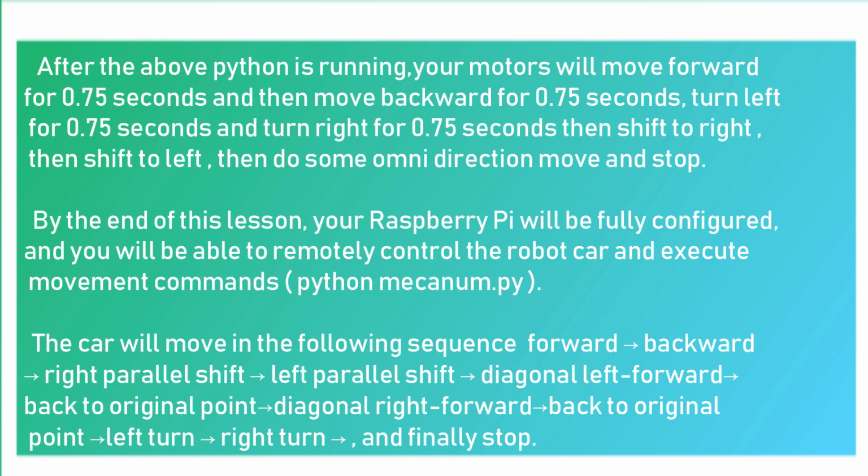The car will move in the following sequence: forward, backward, right parallel shift, left parallel shift, diagonal left forward, back to original point, diagonal right forward, back to original point, left turn, and finally stop.